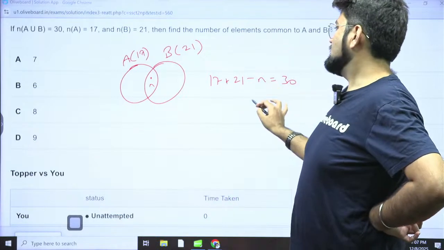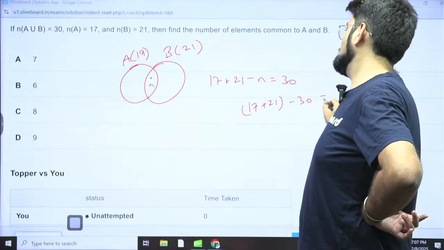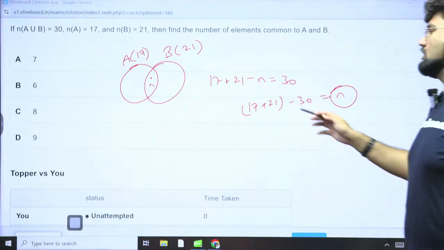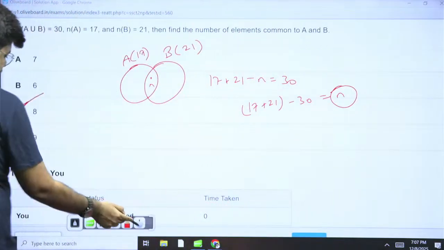Alright. So basically this simply implies 17 plus 21 minus 30 is going to give you the value of the intersection, which is A ∩ B here. Okay, so this is 38, 38 minus 30 is 8. It's that simple. 8 is your correct answer. Alright.